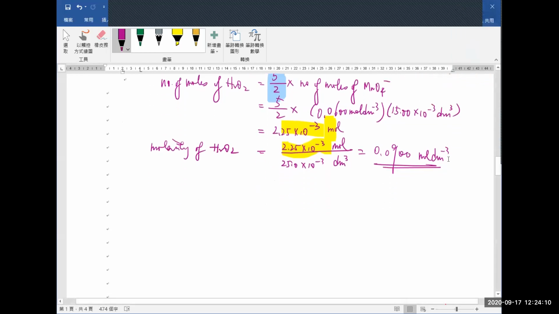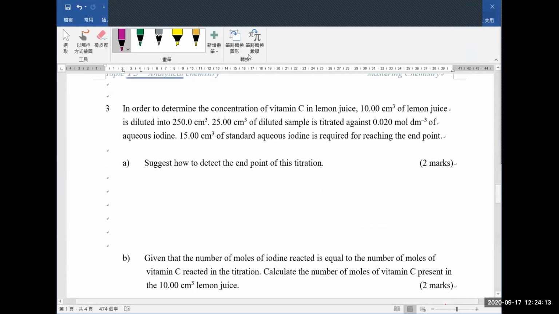Now, sorry to say that we need to have a later lunch. Sorry. So we have come to question 3. For question 3, in order to determine the concentration of vitamin C in lemon juice, this time I use iodine to titrate against. So you may see the solution is first of all diluted to 250 cm cube, and 25.00 cm cube of the diluted solution is used to do the titration against 15.00 cm cube of a standard iodine solution. So just write this diagram here, right? The diluted solution is found here.